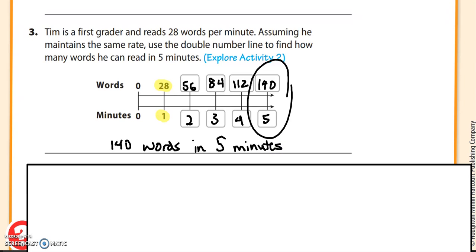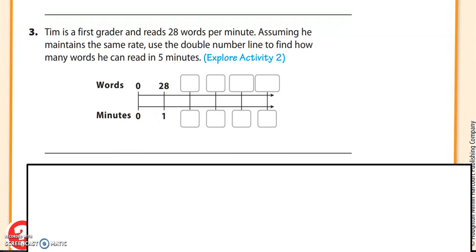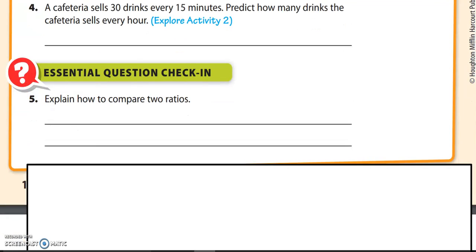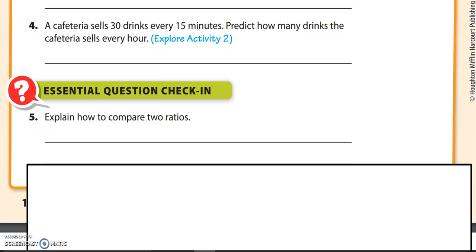Alright, let's go ahead and check out questions number 4 and 5. Question 4 reads, a cafeteria sells 30 drinks every 15 minutes. Predict how many drinks the cafeteria sells every hour.